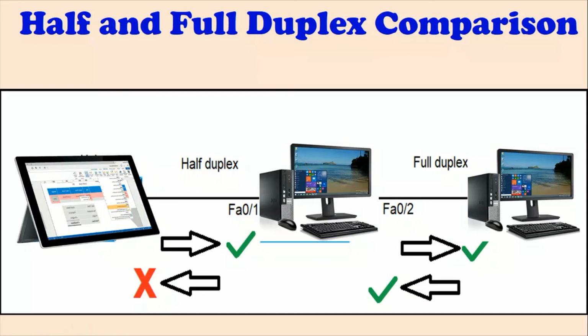I hope, students, that you have understood the different modes of communication used in data communications. We have discussed in detail the simplex mode, half duplex and full duplex, and we have discussed different examples of these communication modes. I hope that you have understood. If you have any question, you can ask.